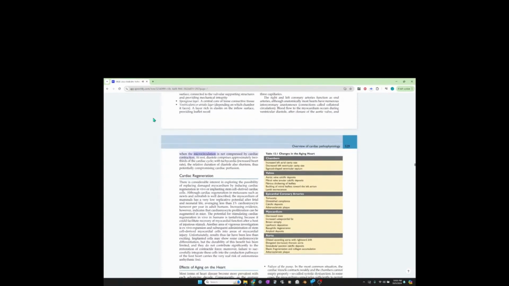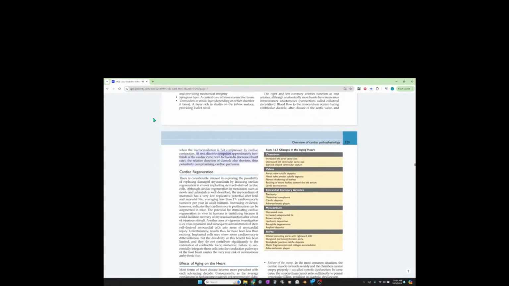When the microcirculation is not compressed by cardiac contraction. At rest, diastole comprises approximately 2/3 of the cardiac cycle. With tachycardia, the relative duration of diastole also shortens, thus potentially compromising cardiac perfusion.